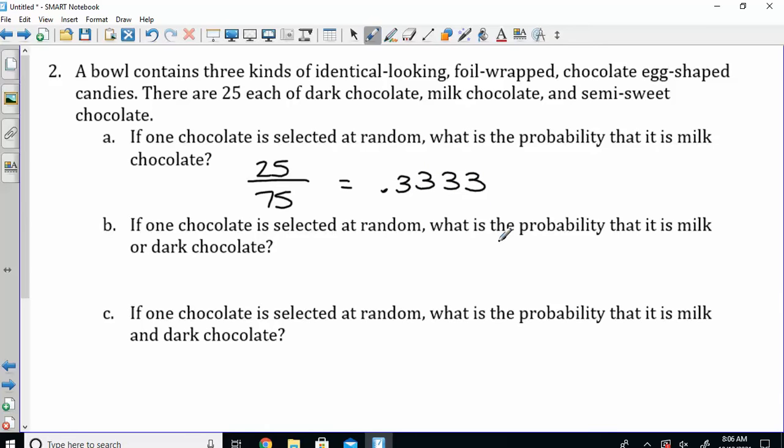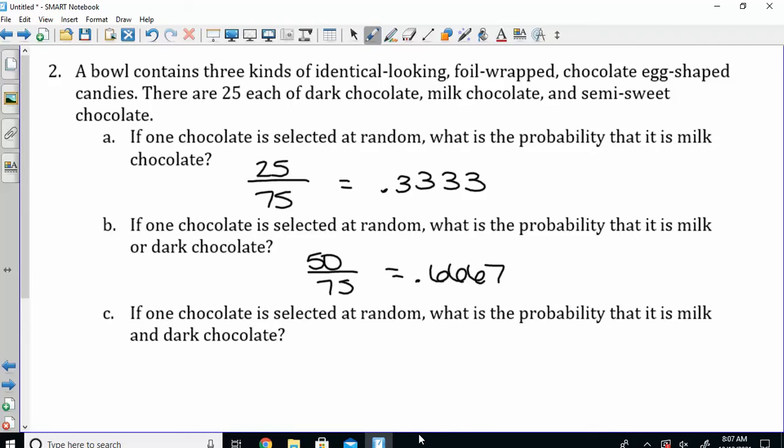Okay, B, if one chocolate is selected at random, what's the probability that it is milk or dark? You could use the formula sheet and say, okay, probability of milk or dark. So that's the probability of milk plus the probability of dark minus the probability of being both. Or we can just look at it and say, how many pieces of candy in the bowl are either milk chocolate or dark chocolate? 50, because there's 25 milk and 25 dark. So that's 50 out of 75, which gives you 0.6 repeating.